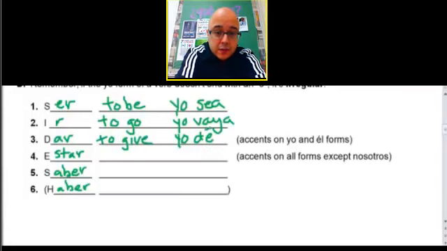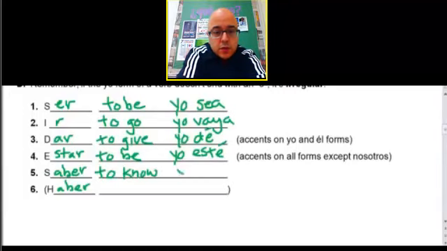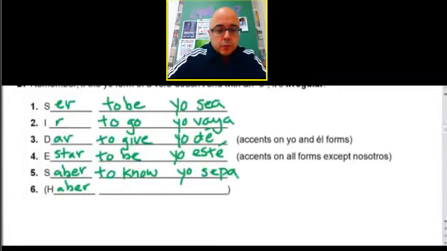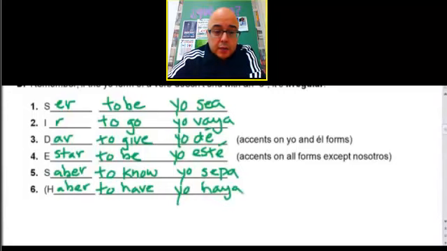Now notice there's an accent. Accents will go on the yo form and the él, ella, and usted form. Estar is also to be, and we use yo esté. Accent on the E, and notice accents on all forms except for nosotros. Saber is to know, and we have yo sepa. And we have haber, which means to have, which you've used before. The yo form is yo haya.